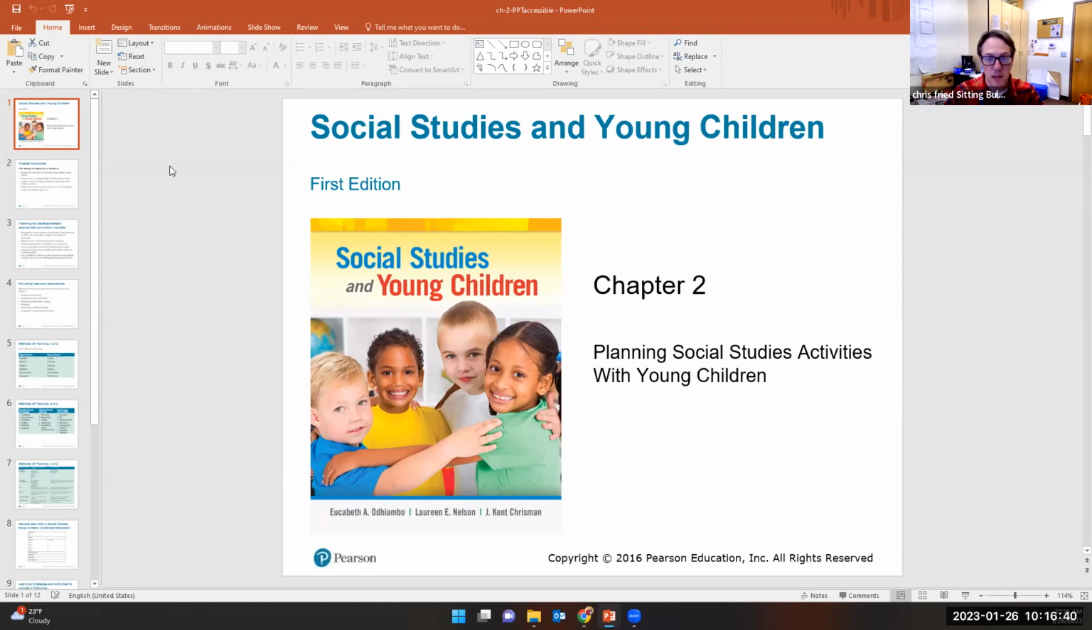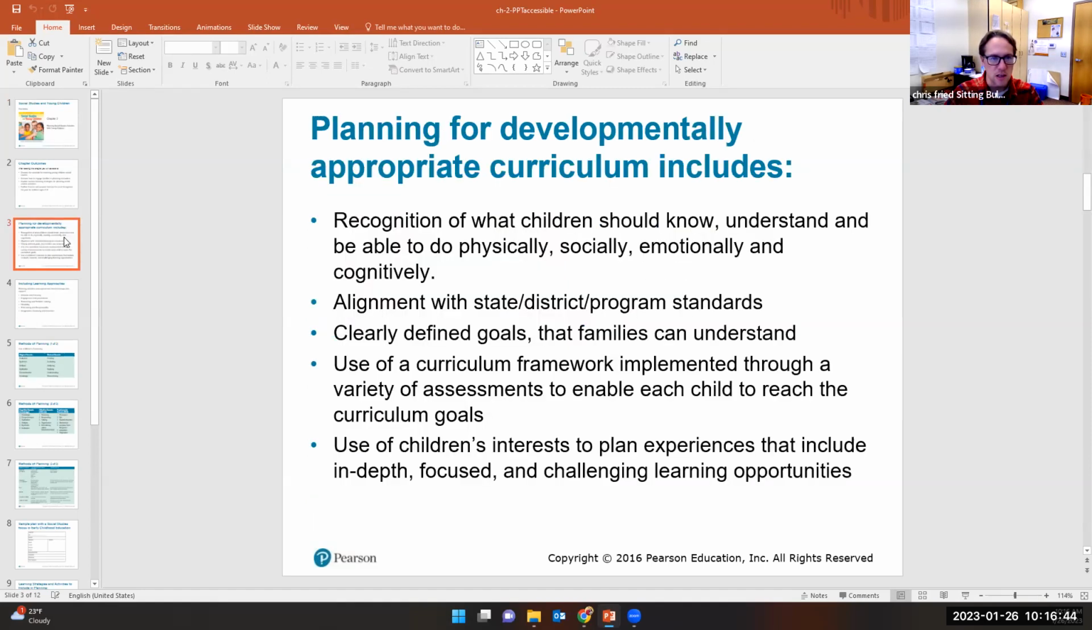All right, so Chapter 2, planning social studies activities with young children. What does that look like? The first part, planning, is of course the first thing that we've got to do in regards to getting things ready for any age level, any class level, any content, any subject.